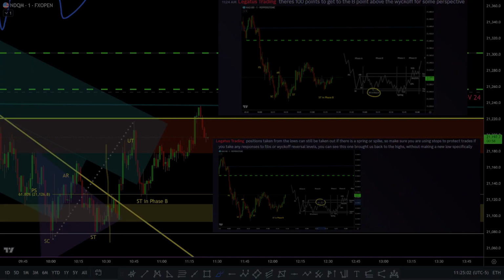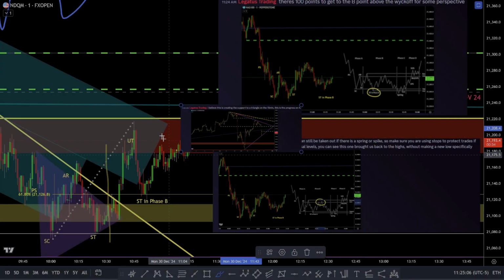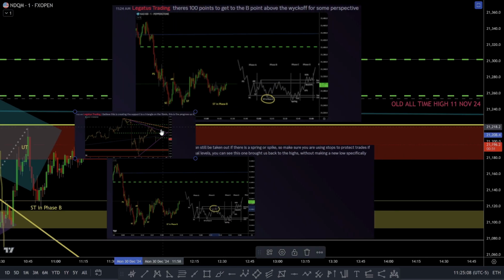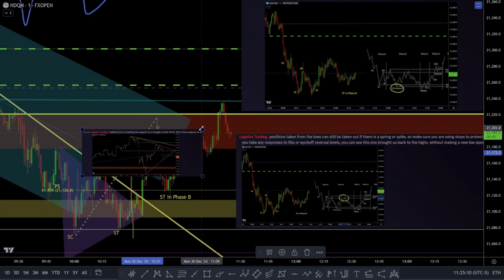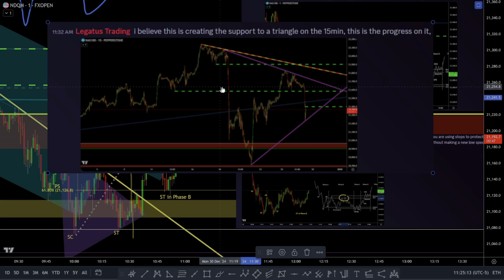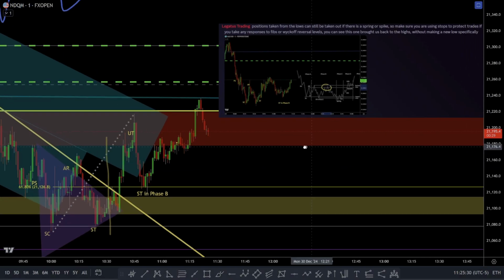And when we did that, that's how we made the support to the triangle I was expecting us to form on the 15 minute. That's the 15 minute again. We made B points in there as well, and there is basically some congestion to be able to put a trend on. And the next part of the Wyckoff was here.